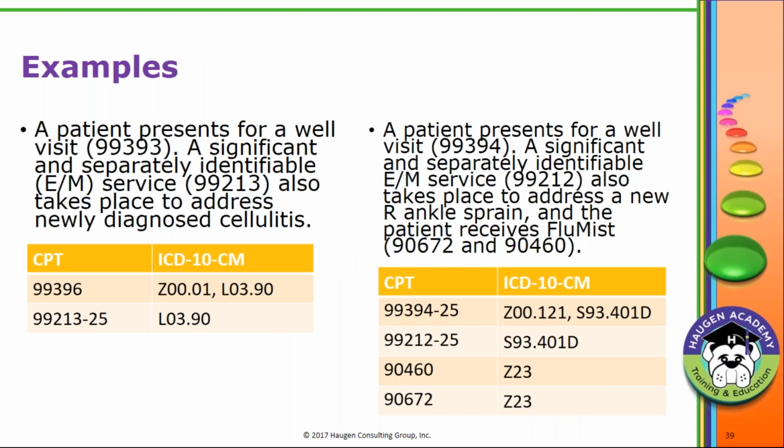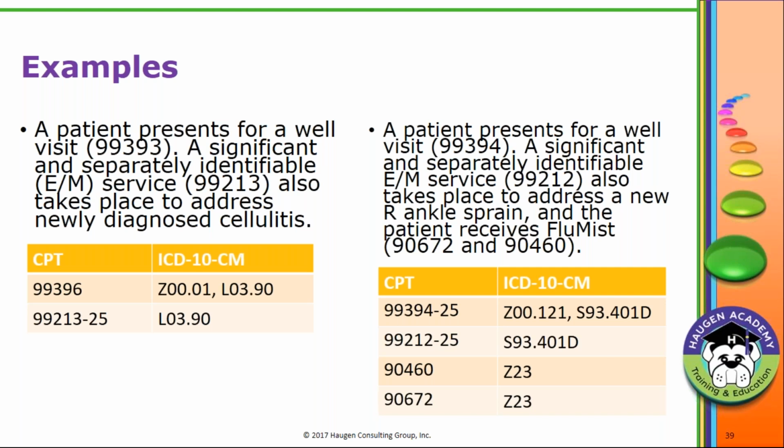So the patient presents for a well visit, and this patient is a 99393, and the significant, separately identifiable 99213 E&M service also takes place, and this is to address cellulitis. So this is just to show you coding. We have a little bit of a typo here, but for the 99393, for that preventive medicine service, we'll have the Z00.01, and then we'll have the cellulitis code. For the 99213, and we'll put the 25 modifier on that E&M service, we will link the cellulitis. So L03.90, that cellulitis code, will go with our E&M service.